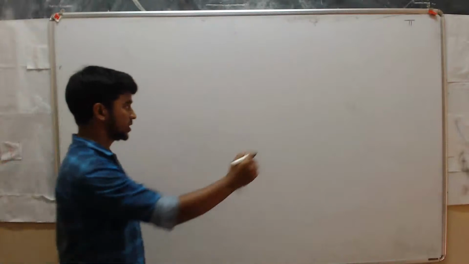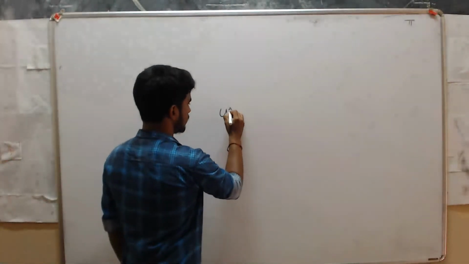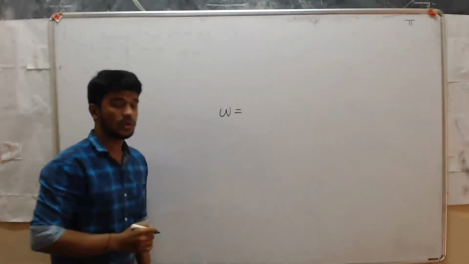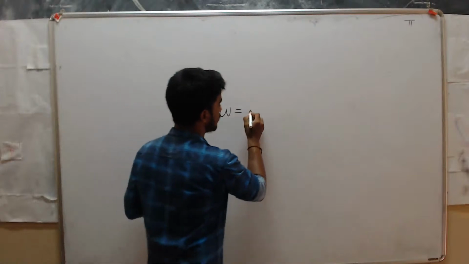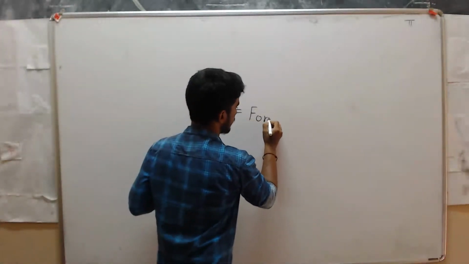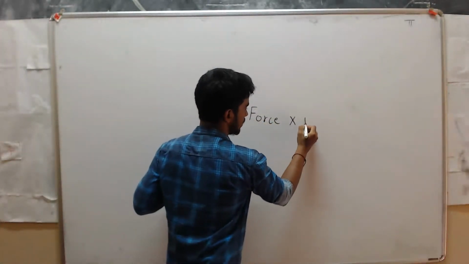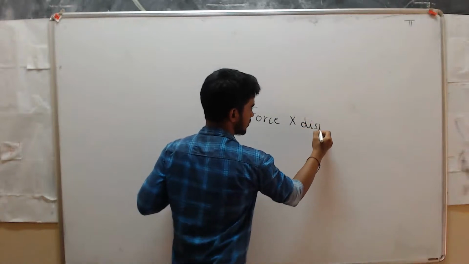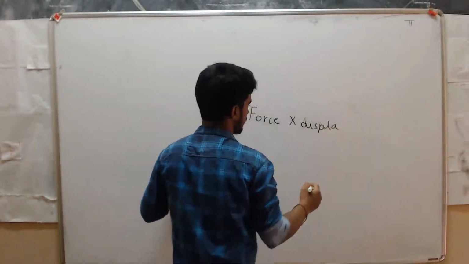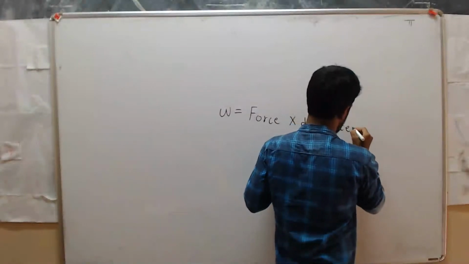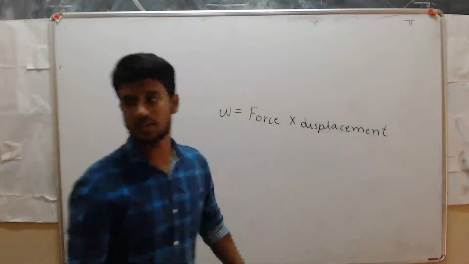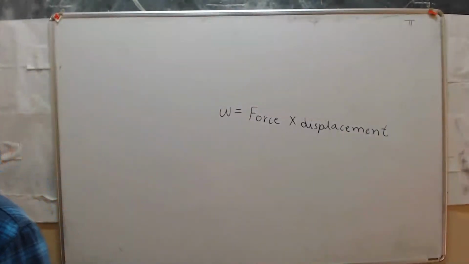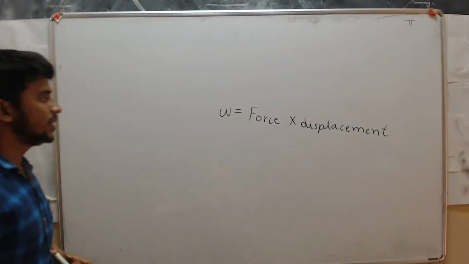See here, we use capital W to represent work done. So to calculate work done, we know the formula, that is force into displacement. Force into displacement.